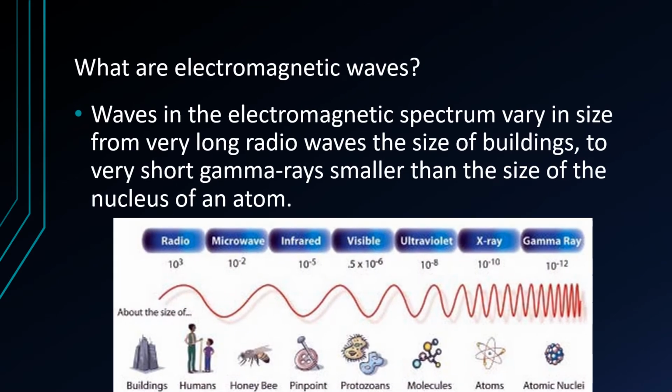So waves in the electromagnetic spectrum are going to vary in size, from extremely long radio waves the size of buildings to very short gamma rays smaller than the size of a nucleus of an atom. And so we're going to take a look at some of these different waves, but we need a couple more terms before we can.